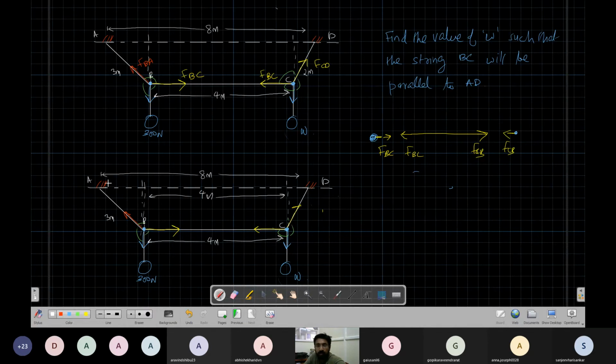So 4. Now let's say this is x. This is x. This will be 8 minus 4 minus x. So that will be the same as 4 minus x. This full length is 8, this is 4, this is x. This will be 8 minus x minus 4. Okay. So this is 4 minus x.